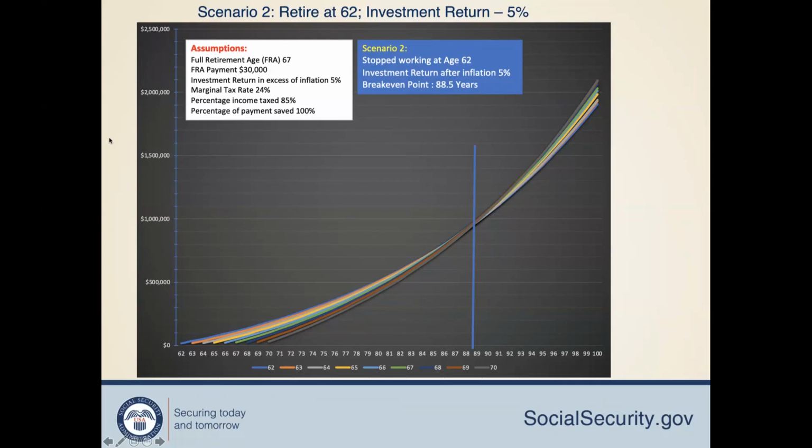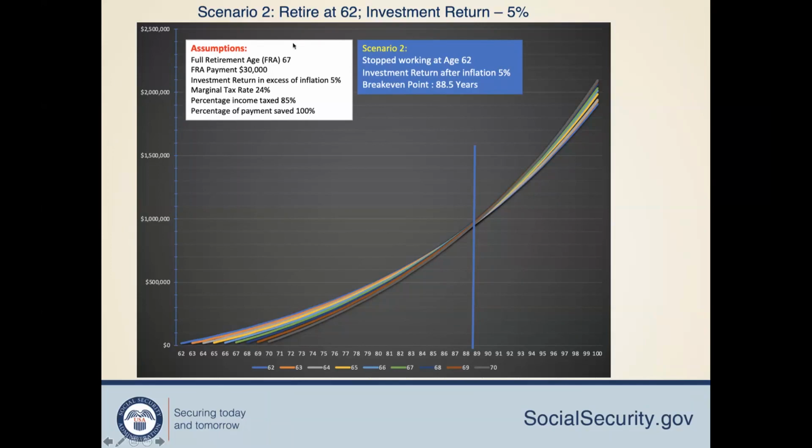Because I have 6 slides like that, I have 3 use cases. One use case is you are stopping working at 62. The second use case is stopping working at 67, and the third one is stopping working at 70.